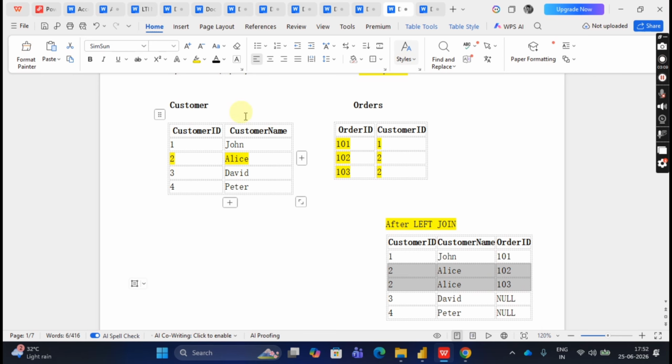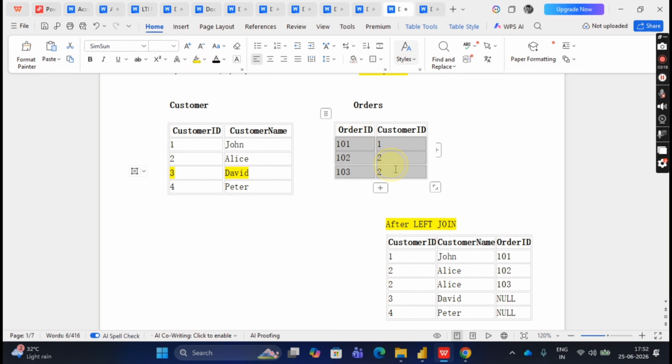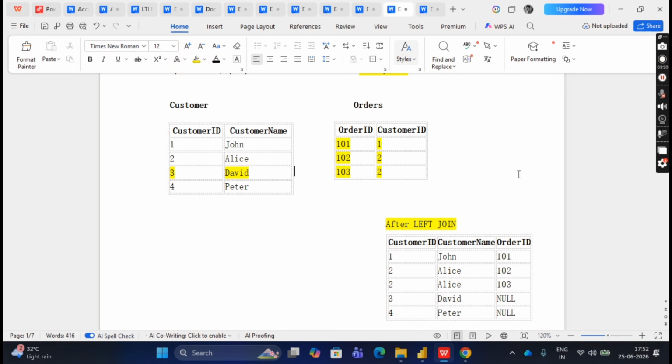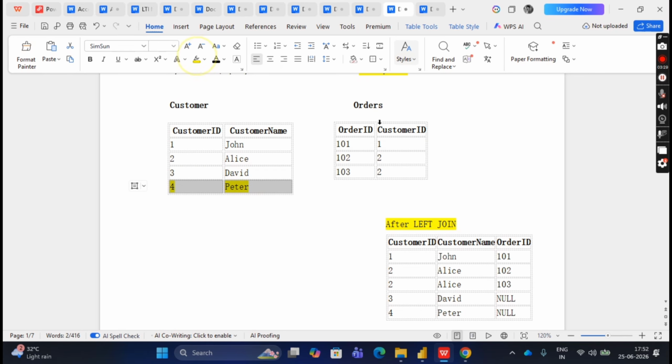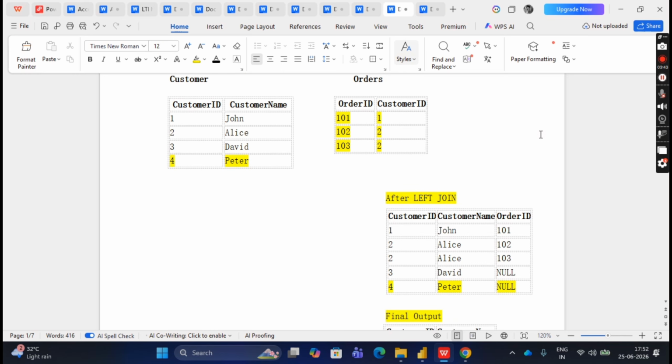For the third row of the customer table, David, is there any value in the orders table? No. For 3, there is no corresponding customer ID in the orders table, so there is a null value. And for 4, Peter, there are no orders placed, so we are getting a null value because 4 is not matching with any of the rows of the orders table. So left join gives you all the values from the customer table as well as the common values between the customer and orders tables. When we use left join, we get David as well as Peter.